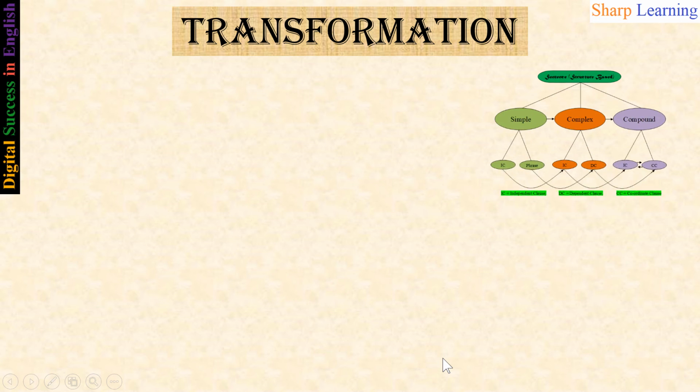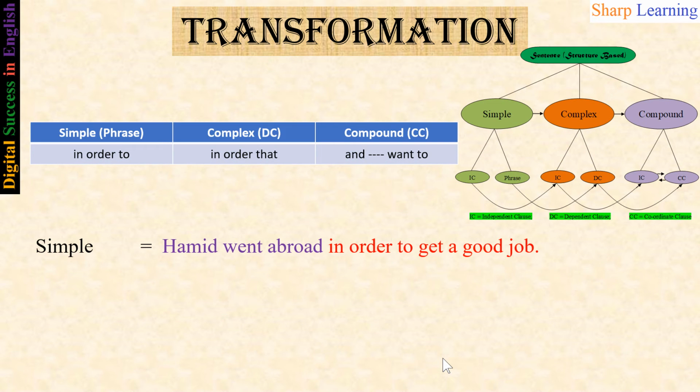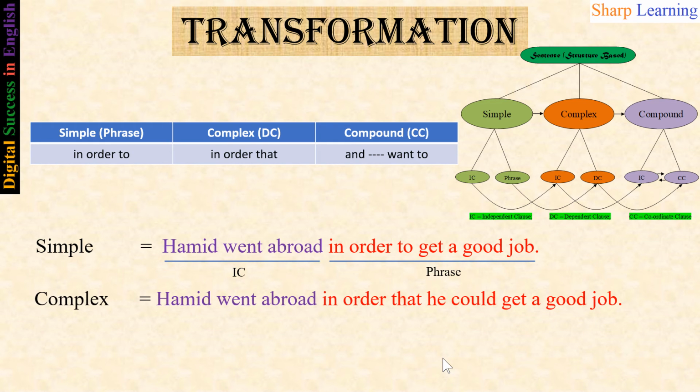Okay, proceed. Hamid went abroad in order to get a good job. Hamid went abroad, I see. In order to get a good job, phrase, like infinitive phrase. Okay, how can I make it complex? Nothing else. IC will remain IC and phrase will be transferred into DC. Okay, IC and phrase has been a DC.